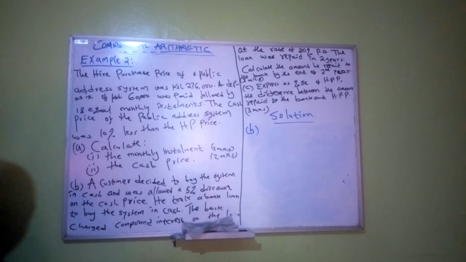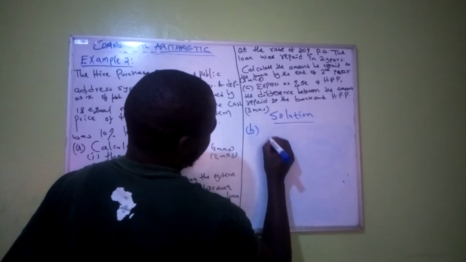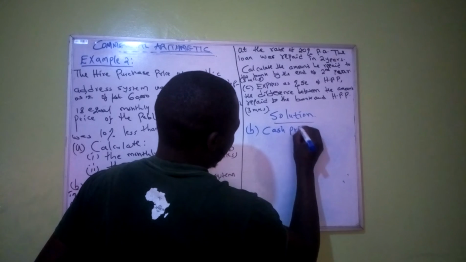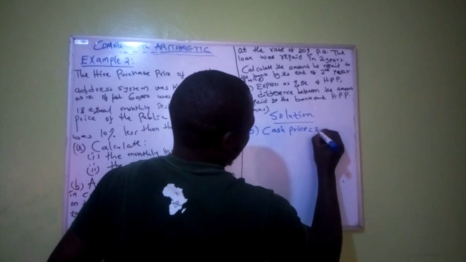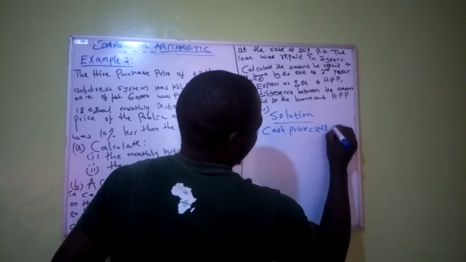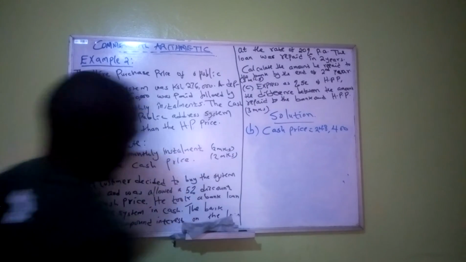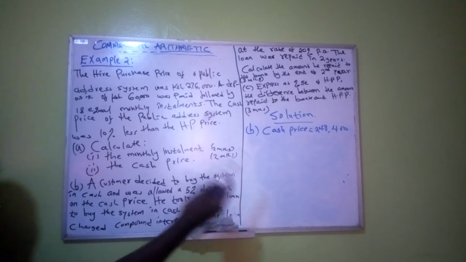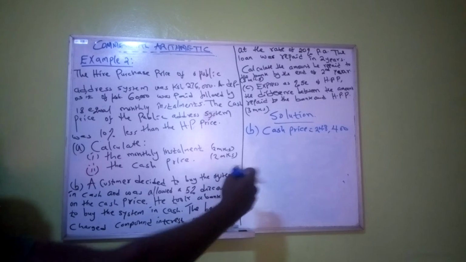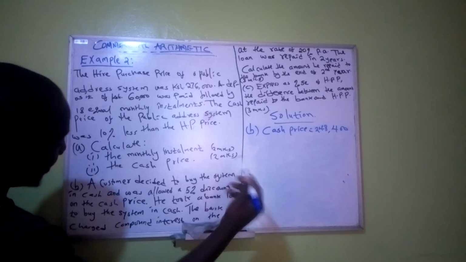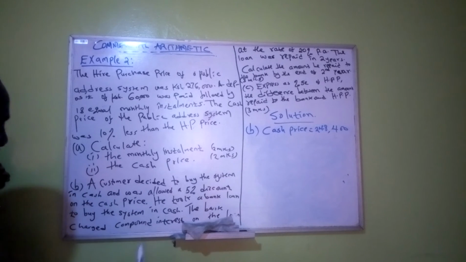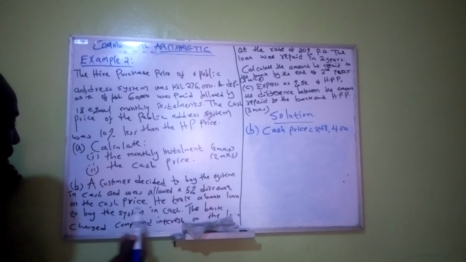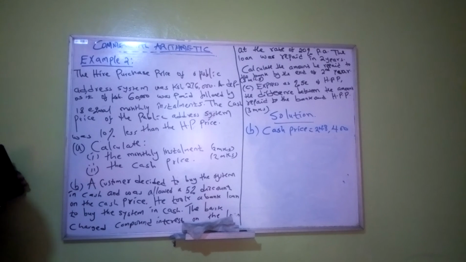Remember, the cash price is what we got from above. Let's write: cash price was 248,400. That is what we got earlier as cash price. Now, a customer decided to buy the system in cash and was allowed a further 5% discount on the cash price. He took a bank loan to buy the system in cash. You get that?